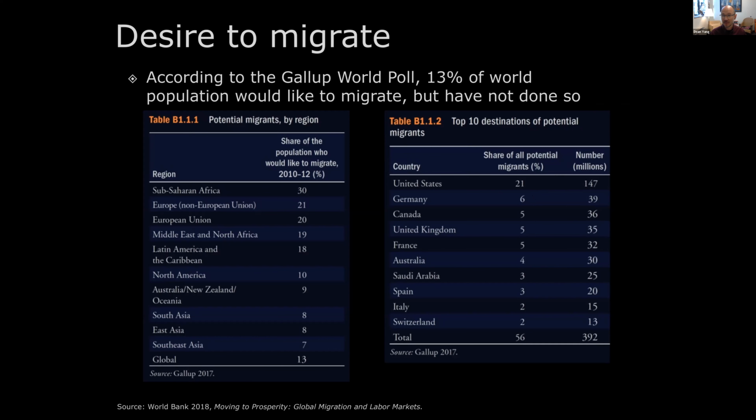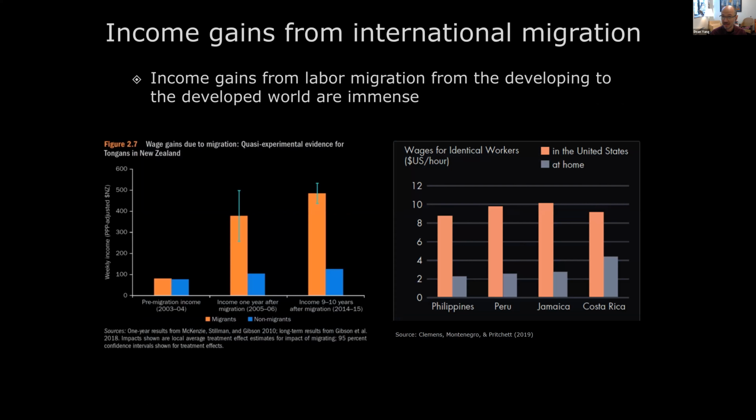Lots of people want to migrate. Why do they want to migrate? Well, perhaps the biggest reason is that the income gains from labor migration to the developed world are tremendous. Sharing here some nice data put together by David McKenzie, Steve Stillman, and John Gibson from a set of studies they've done in the South Pacific, taking advantage of exogenous variation stemming from visa lotteries when people in Tonga get the opportunity to migrate to a developed country, New Zealand.